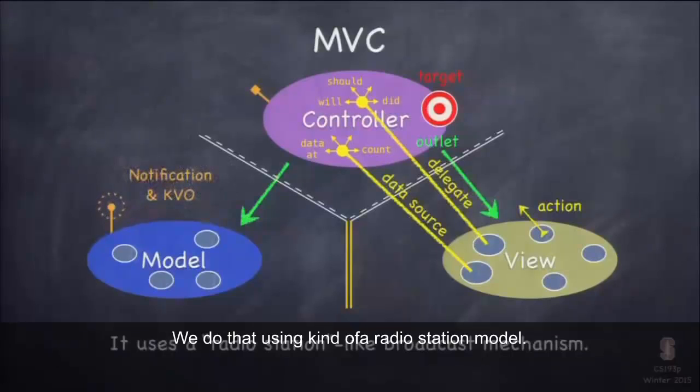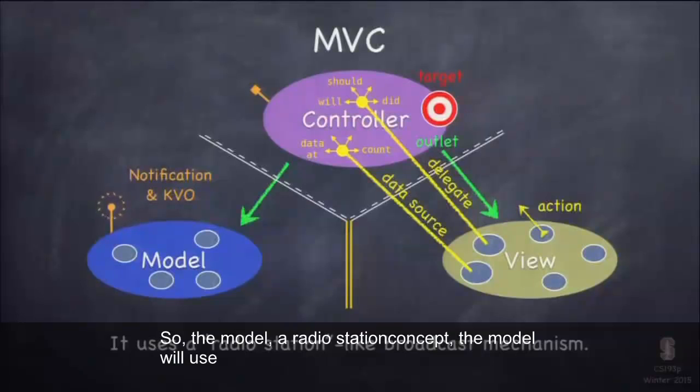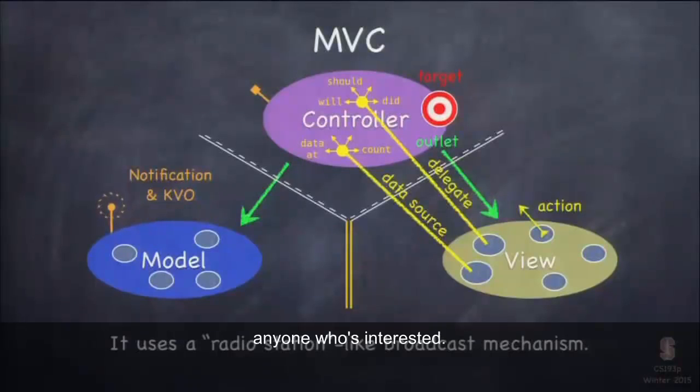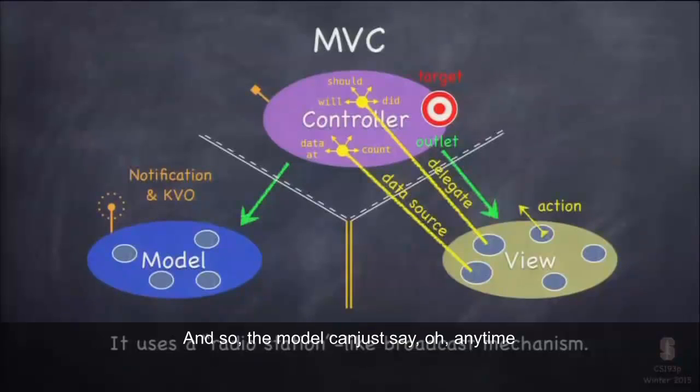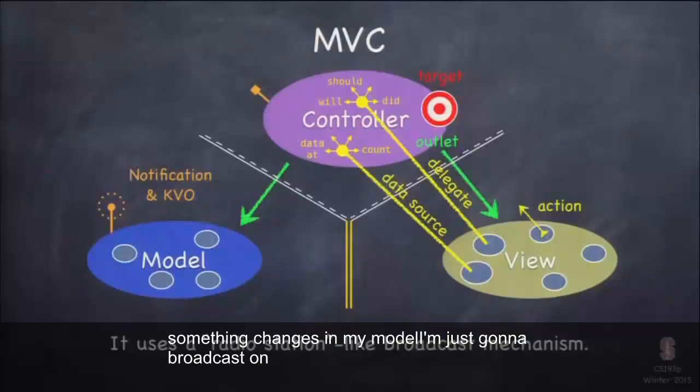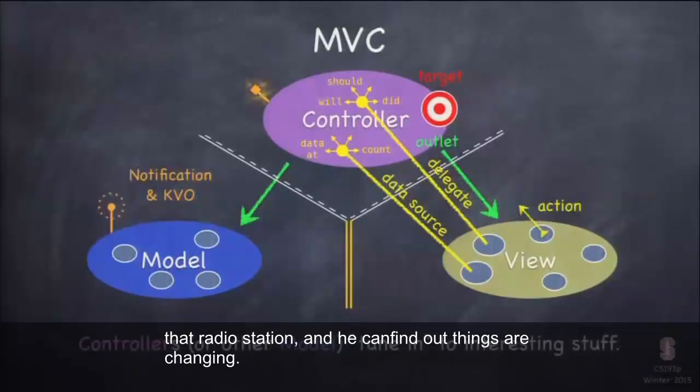We do that using kind of a radio station model. Okay, so the model will use this radio station concept to essentially broadcast information to anyone who's interested. And the mechanisms for doing this in iOS are called notification and key value observing, KVO we call it. And so the model can just say, anytime something changes in my model, I'm just going to broadcast on my radio station. And then the controller simply tunes into that radio station. And it can find out things are changing.